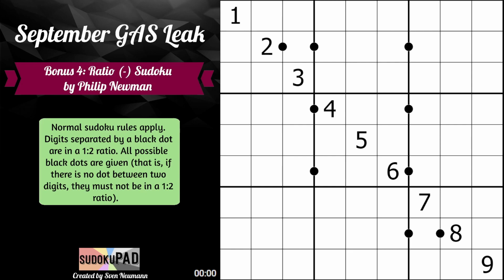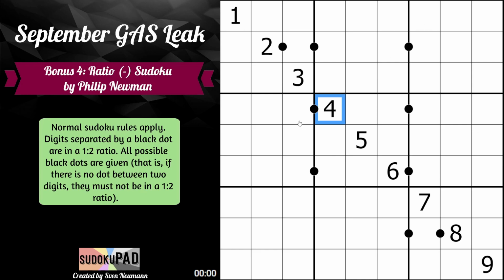But for this one, normal Sudoku rules apply. Digits separated by a black dot are in a 1 to 2 ratio. All possible black dots are given. That is, if there is no dot between two digits, they must not be in a 1 to 2 ratio. So, a 1 to 2 ratio just means that one digit is twice the other.